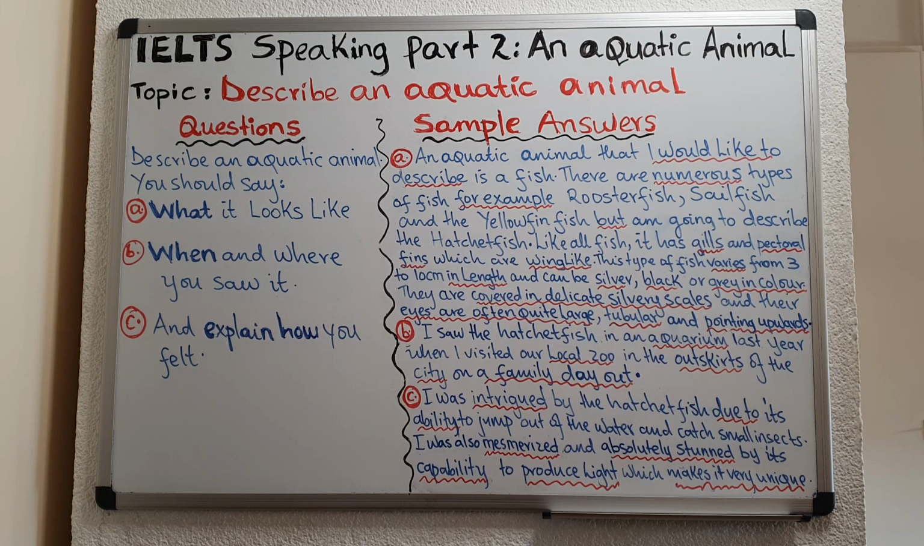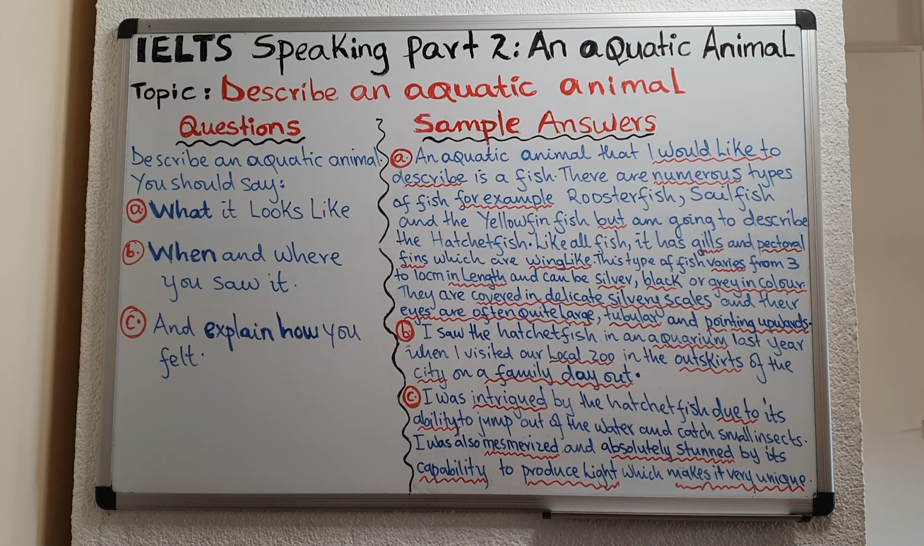And the last one, they are covered in delicate scales and their eyes are often quite large, tubular, and pointing upwards. Now that is a complex sentence. So if you're aiming for a band 8 and a band 9, then you need to use a lot of complex sentences. Sample answer C is a complex sentence. Okay? The first one and the second one. And of course, sample answer B is also a complex sentence. I saw the hatchet fish in an aquarium last year when I visited our local zoo in the outskirts of the city on a family day out.